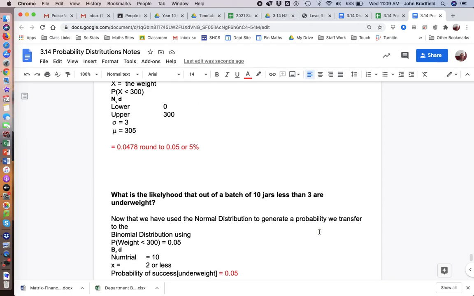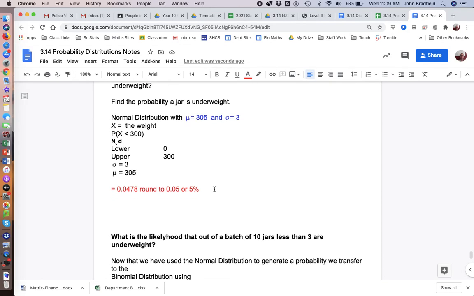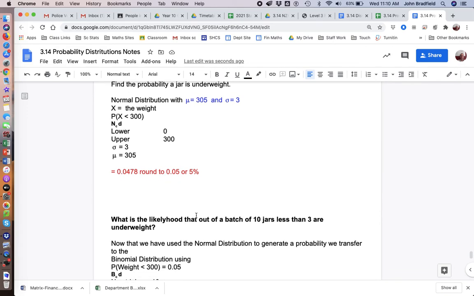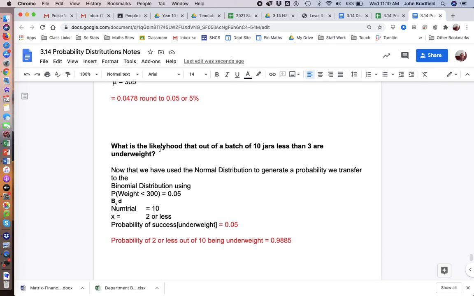But the trick is start with one distribution, usually to generate a probability that allows us to move into a different type of distribution, often a binomial, but not always.